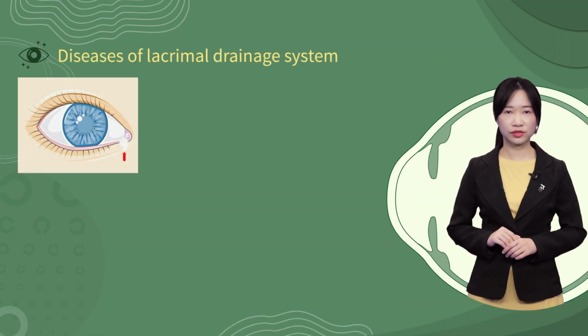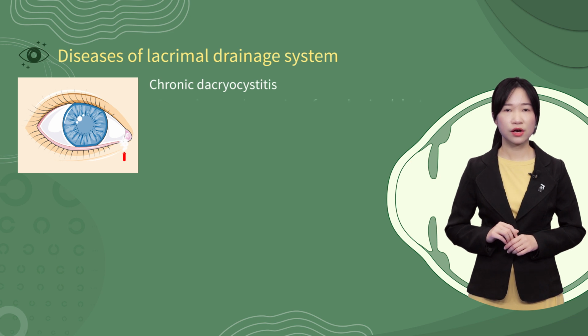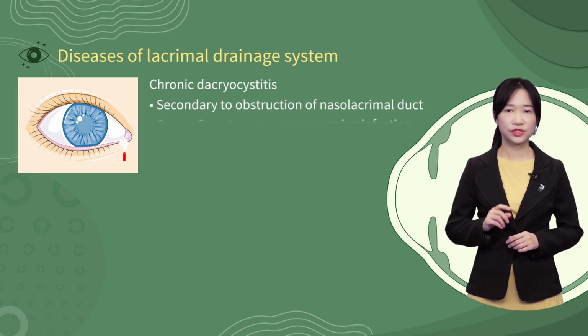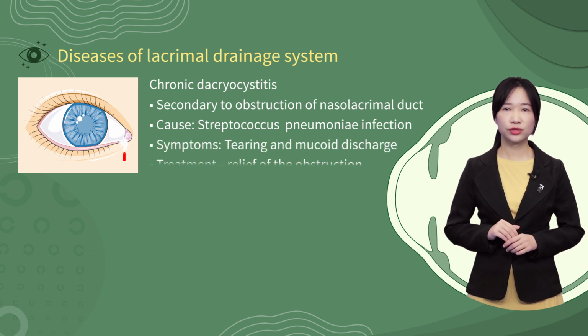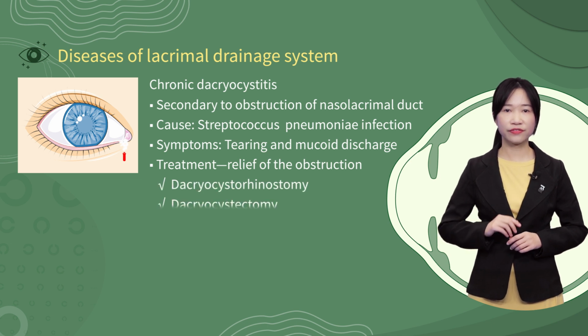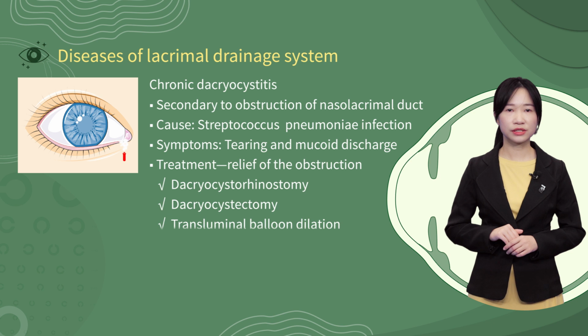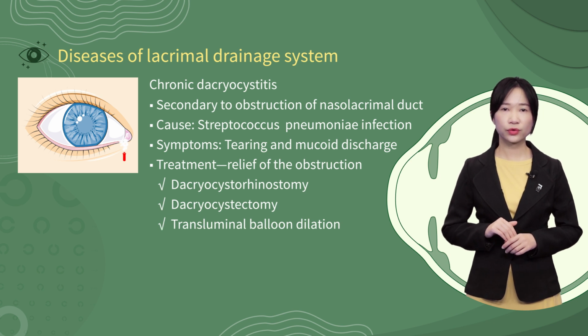Chronic dacryocystitis is always secondary to obstruction of the nasolacrimal duct. It is usually caused by Streptococcus pneumoniae infection. The patient usually has chronic epiphora and recurrent mucous discharge at the inner canthus. Relief of obstruction is the only cure. A dacryocystorhinostomy is indicated. It consists of forming a permanent anastomosis between the sac and the nasal mucosa to bypass the obstruction in the nasolacrimal duct. However, it's time-consuming.